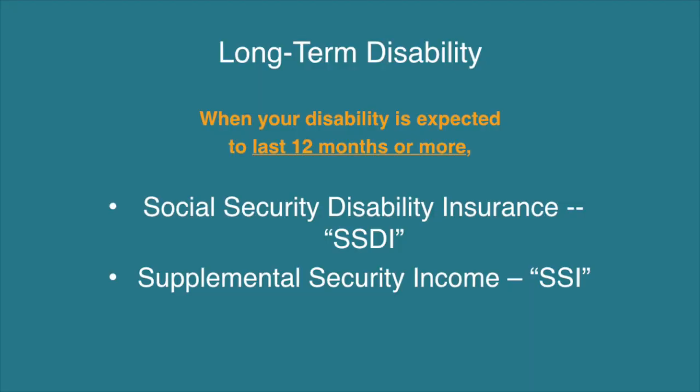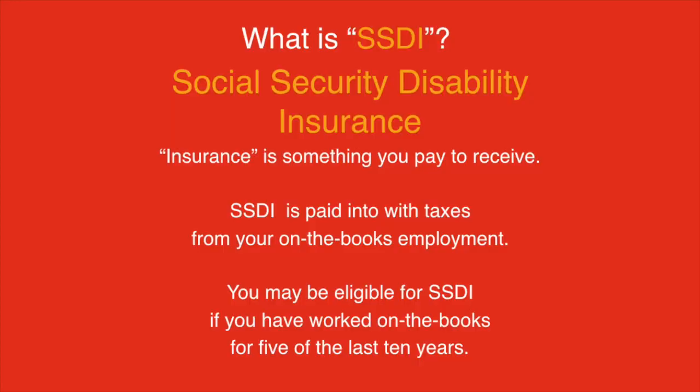All right, now long-term disability, as I mentioned, is something that is when your disability is expected to last 12 months or more. And there are two types with this. One is the SSDI, that stands for Social Security Disability Insurance. That's a federal program. The other is called Supplemental Security Income, SSI. So these are both federal programs administered through the Social Security Administration and occasionally getting a little bit of input from the state. So what are the two things?